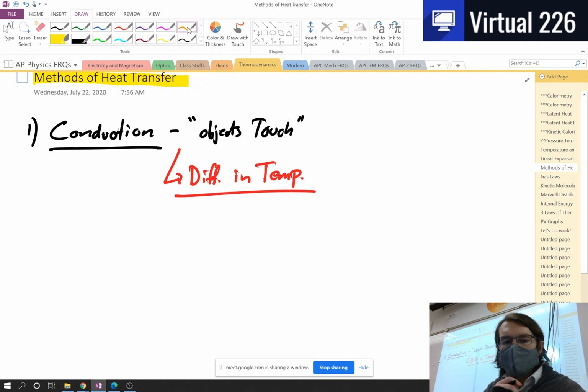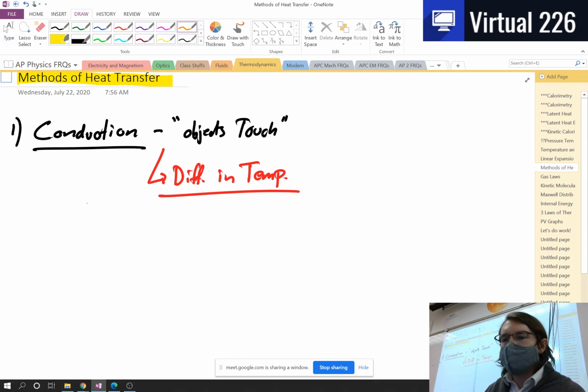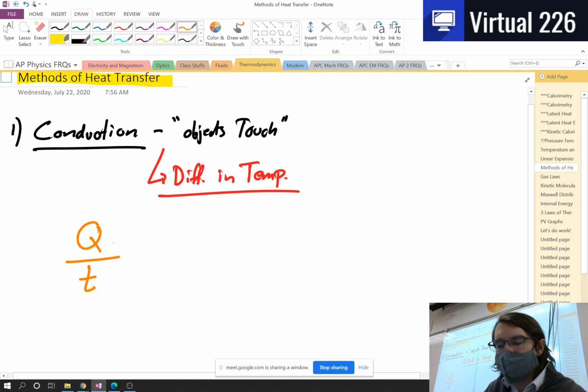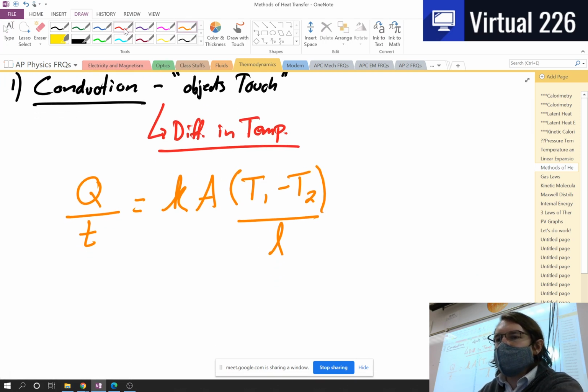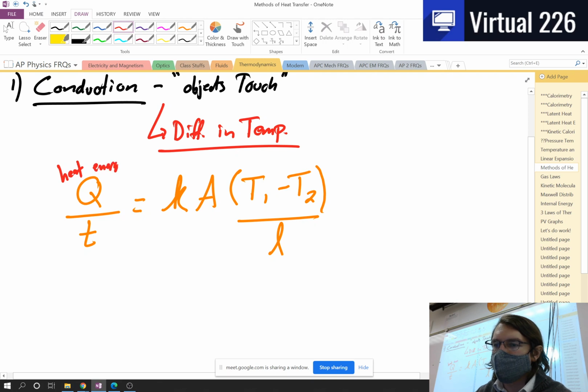The equation we use to look at conduction is the following. An amount of heat transfer in an amount of time, Q over t, is equal to kA multiplied by T1 minus T2, or T2 minus T1, depending on the direction of your transfer flow, divided by L. Now let's talk about what everything is in this equation. Q over here is the heat, or the heat energy. t is some amount of time.